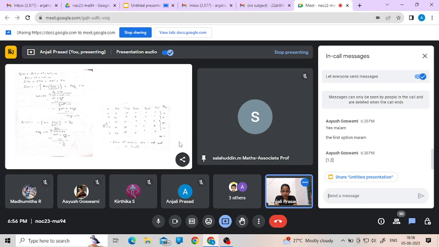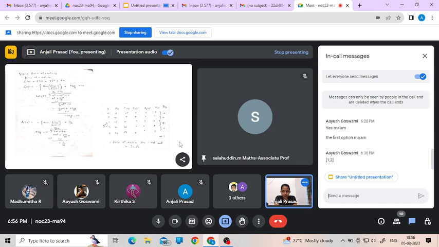So the next question is question number 6, which says the iteration formula for the fixed point method is x(n+1) = g(xn), at n = 0, 1, 2, ..., where n is the number of iterations and x0 is the initial guess. Consider the following two statements. First, the sequence xn is convergent. Second, the limit to which the sequence xn converges is a fixed point of g(x).